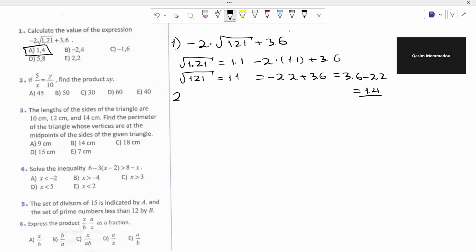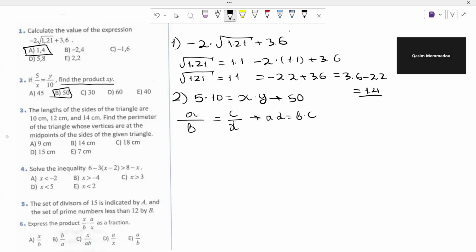Let's continue with the second task. If 5 divided by x equals y divided by 10, find the product xy. We can write this expression like that: 5 multiplied by 10 equals x multiplied by y. Because we have a rule, a divided by b equals c over d, and a multiplied by d equals b multiplied by c. That's why x multiplied by y equals 50. Answer is B.